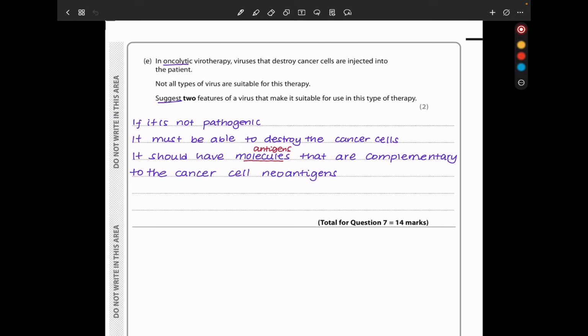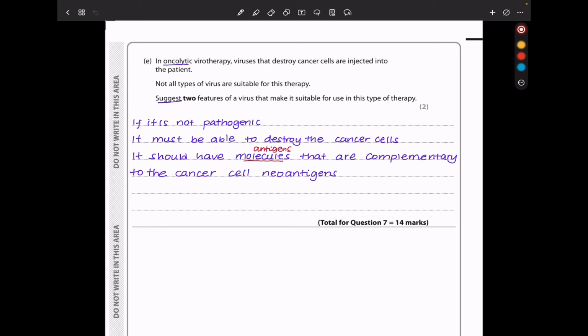In part E, in oncolytic virotherapy, viruses that destroy cancer cells are injected into the patient. Not all types of virus are suitable for this therapy. Suggest 2 features of a virus that make it suitable for use in this type of therapy.